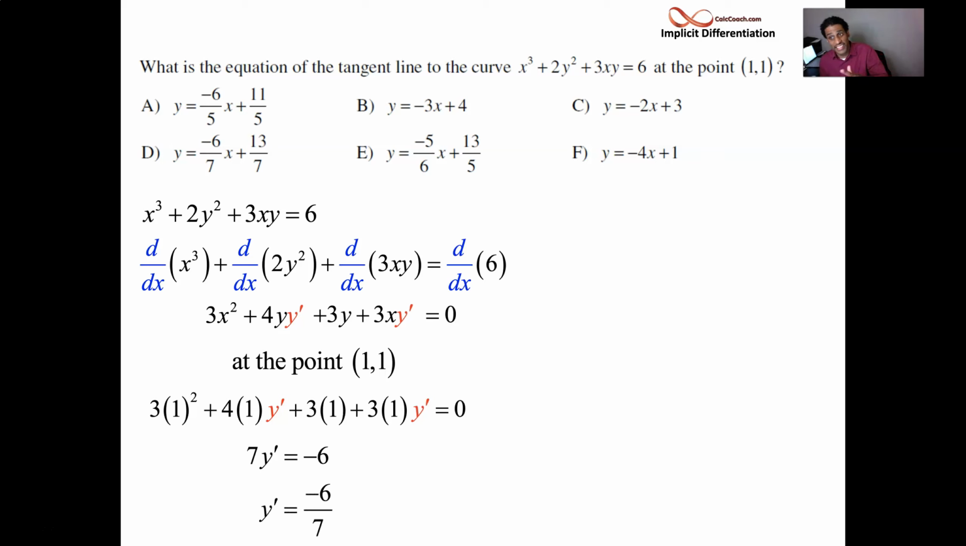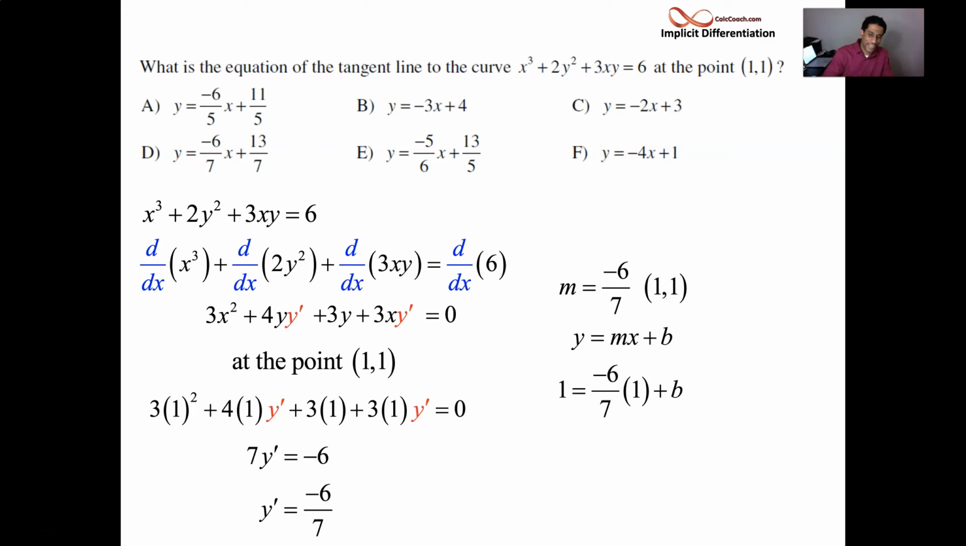And actually looking at these answers, we can definitely see why the answer is D. But let's go ahead and get the equation of the tangent line by taking this slope and that point and plugging it into a generic y equals mx plus b and finding out what b is. The slope is negative 6/7. The x and y are both 1. So 1 equals negative 6/7 plus b. Add over 6/7. 1, which is 7/7 plus 6/7, 13/7. So your equation is definitely D.